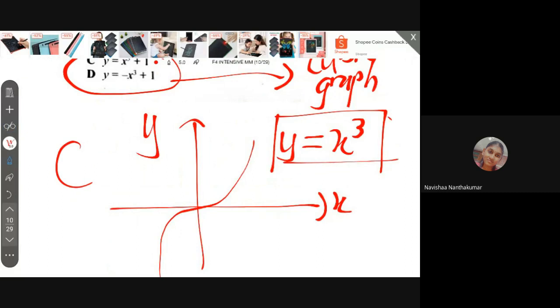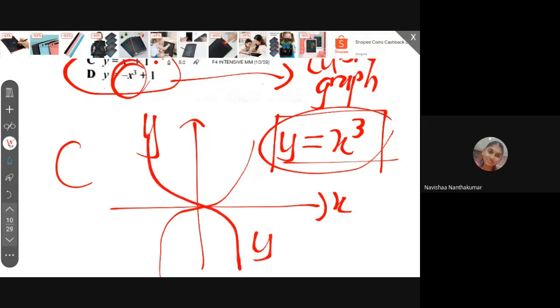Sebab sekarang saya bagi tahu X cube. So how if negative X cube? Macam mana graf dia pula? How kalau saya letak tanda negatif? Macam mana graf jadi? How will the graph look like? Anyone know? Yes, songsang, very good. Okay, this is Y equals negative X cube. Macam pantulan sahaja. It is just a reflection of the graph along the Y-axis. Okay, pantulan pada paksi Y.